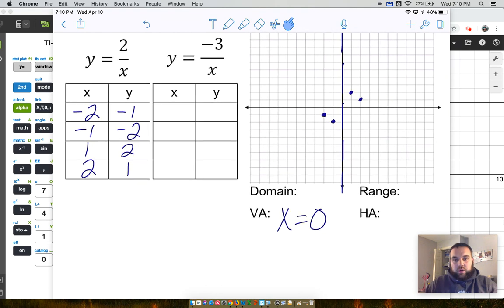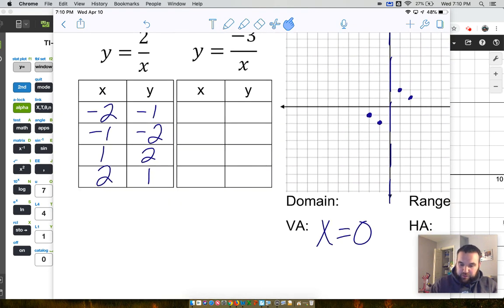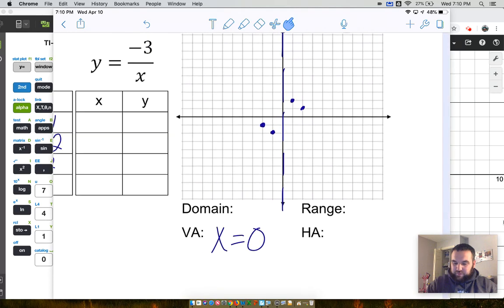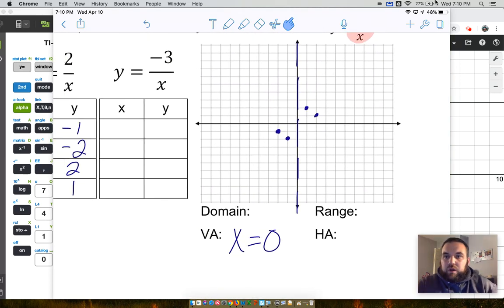And by that same token, if I were to do 2 divided by 3, 2 divided by 4, 2 divided by 5, this number would get smaller and smaller and would approach 0, but it would never truly get to 0. So to see what this graph looks like, we're actually going to use Desmos here real quick.